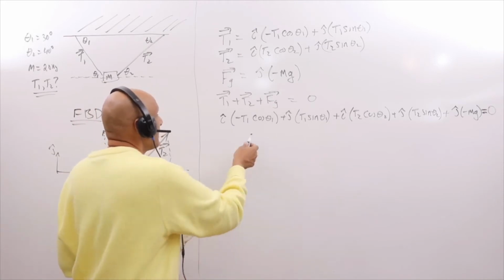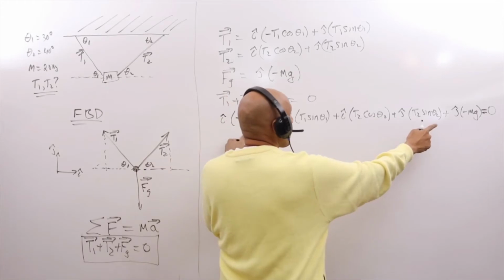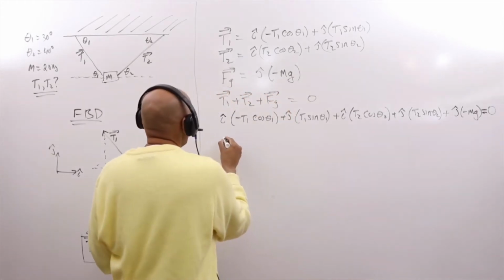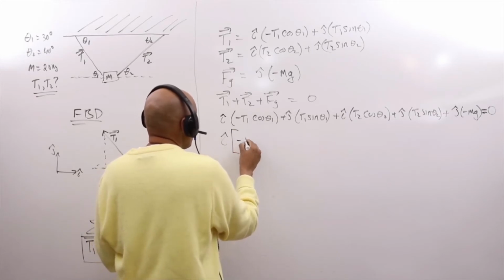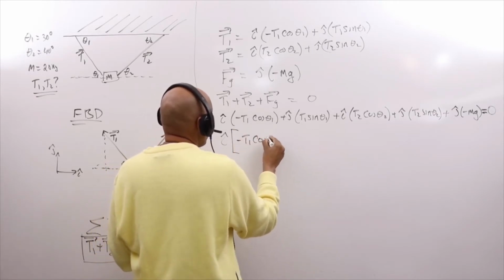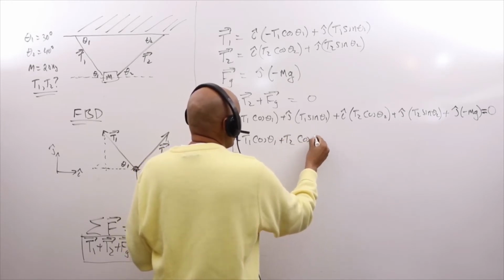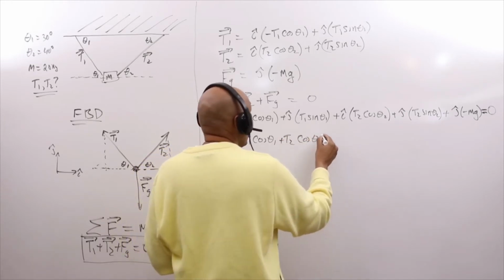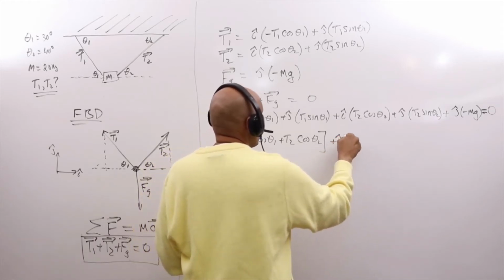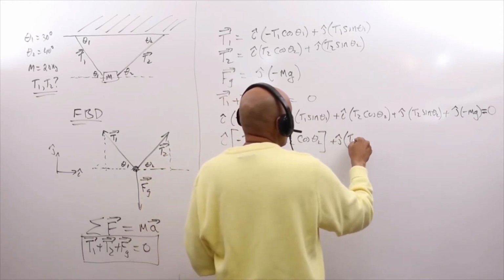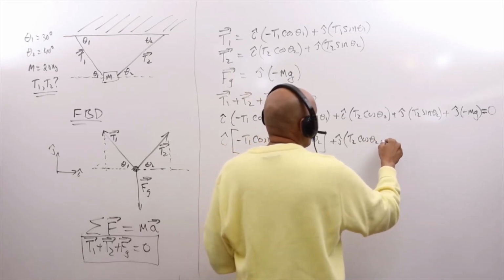That's good. So next, I'm going to look at the i components. Notice this is the i component. I'm going to pull them together. So here's the first component, minus T1 cosine of theta 1. Here is plus T2 cosine of theta 2. And that's it, there are no more i components. Now let's do the j components.